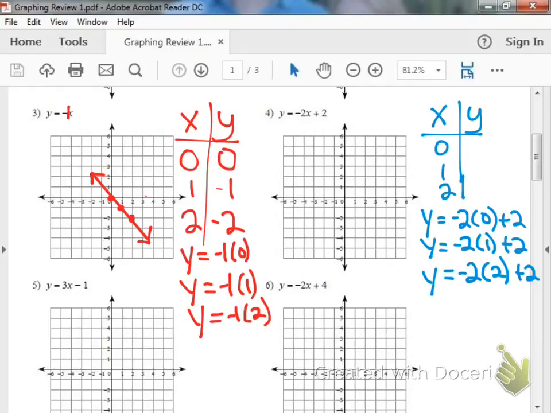Negative 2 times 0 is 0, and 0 plus 2 is 2. Negative 2 times 1 is negative 2, plus 2 is 0. And negative 2 times 2 is negative 4. When you add 2 to that, you get negative 2.